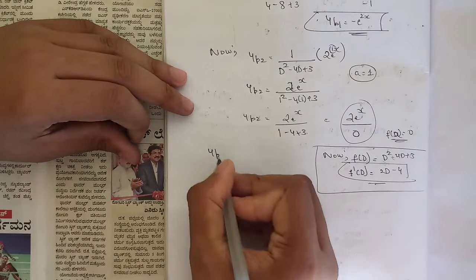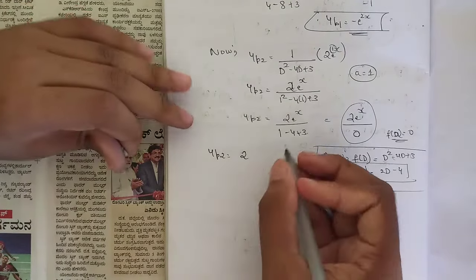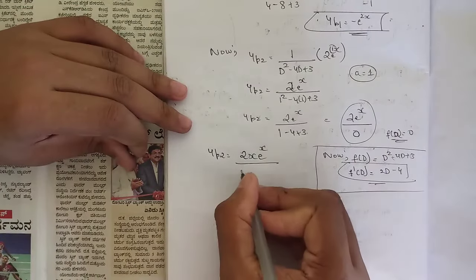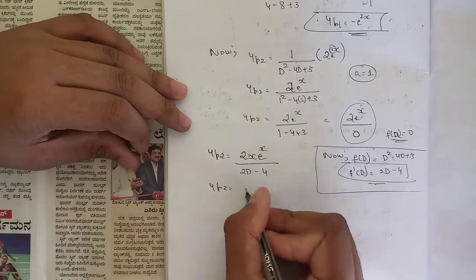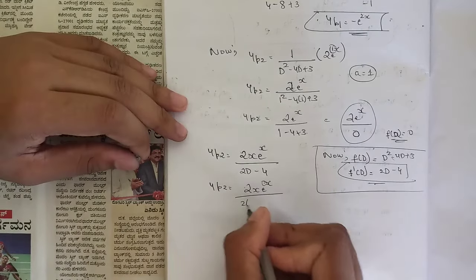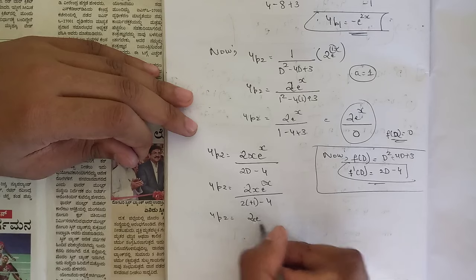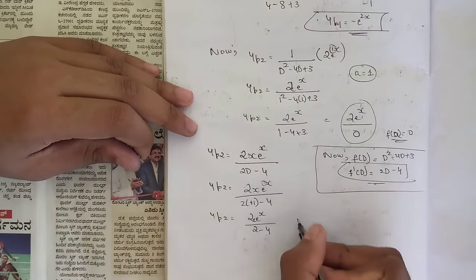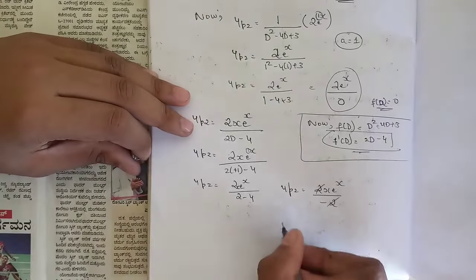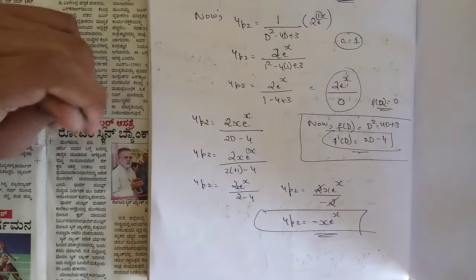So now yp2 would look like 2 into, whenever we take the derivative, in the numerator we need to multiply by x. So 2x into e power x divided by, now f of D has changed to 2D minus 4. Yp2 is equal to 2x e power x divided by, the value of a remains the same, 1, so 2 into 1 minus 4, which is 2 minus 4, that is minus 2. We can cancel them. So the final value of yp2 is minus x e power x. Like this we need to find the value of yp2.